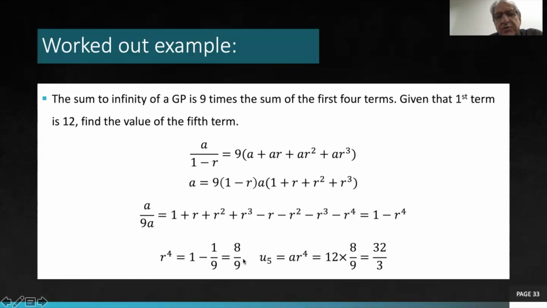Now it's asking us to find the fifth term. Therefore, the fifth term, u5, is a times r to the power of 4. Therefore, no need to calculate r actually here. So the fifth term will be this. Therefore, r to the power of 4 is this much, and 12 is the first term. Therefore, 12 times this, I'm going to get 32 divided by 3. Therefore, this is the fifth term of this sequence. Okay.